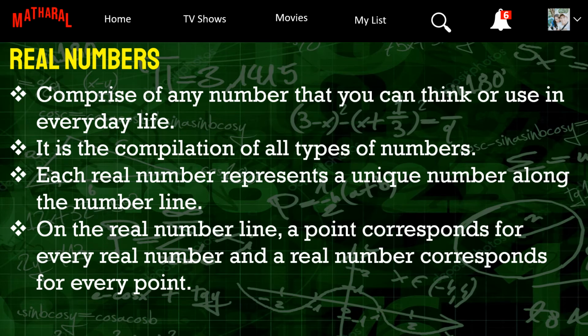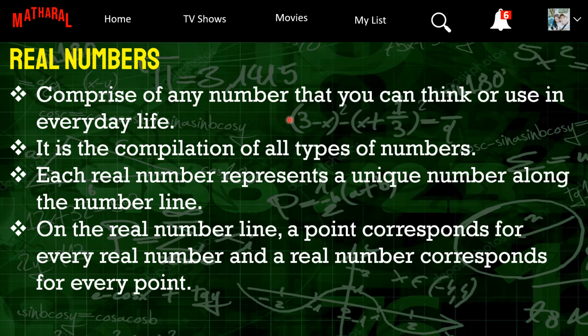Real numbers is a compromise of any numbers that you can think or use in everyday life. It is the compilation of all types of numbers. Each real number represents a unique number along the number line. And on the real number line, a point corresponds to every number, and a real number corresponds to every point. So as you can see here, ito po yung kabuuan na pinag-aralan natin from first week up to the fourth week of the first quarter in mathematics.